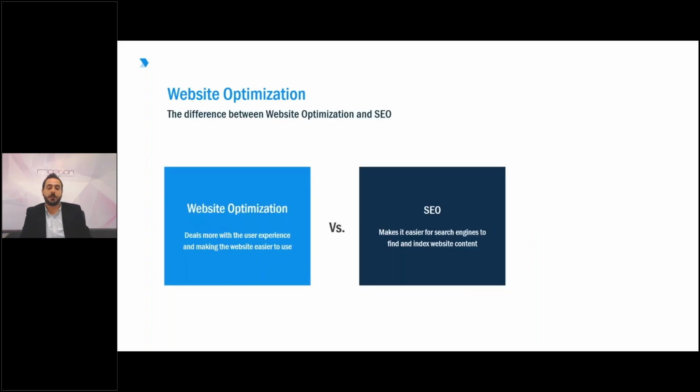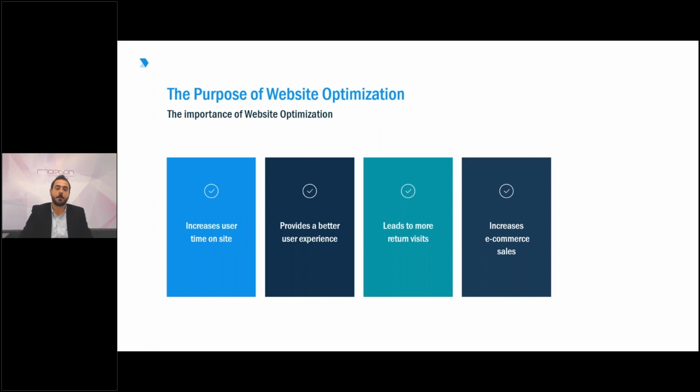Website optimization versus SEO. Website optimization deals more with user experience, making the website easier to use, whereas SEO makes it easier for search engines. As we were saying, that's on the front of the search engines and serving the user to get to the right place, whereas website optimization is making sure that the user is able to navigate freely when they are in the right place, okay?